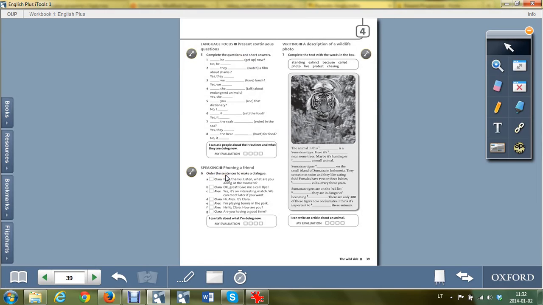Sudėtuokite sakinius teisinga tvarka to make a dialogue sensible and normal.